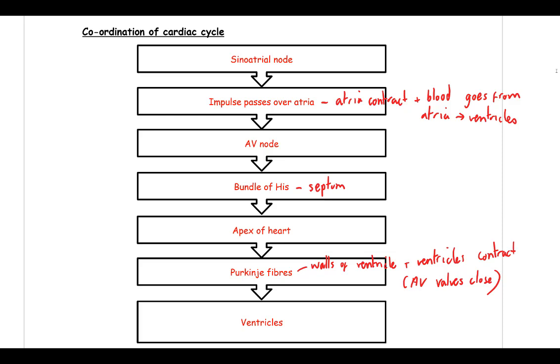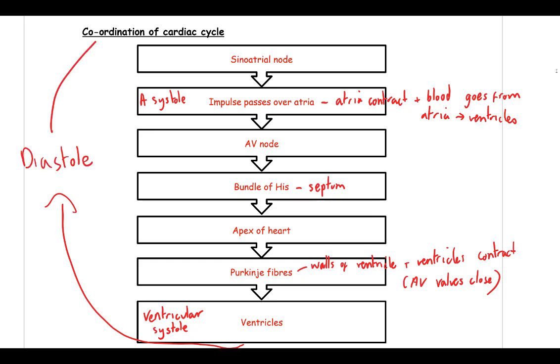Now, remember this part where the impulse passes over the atria, that's going to be atrial systole. Where it passes over the ventricles, that's going to be ventricular systole. And then, once the ventricles are done contracting, we go into diastole before the cycle starts over again.